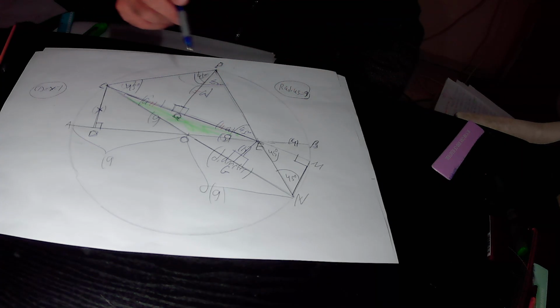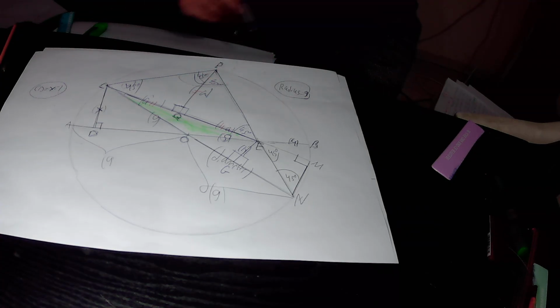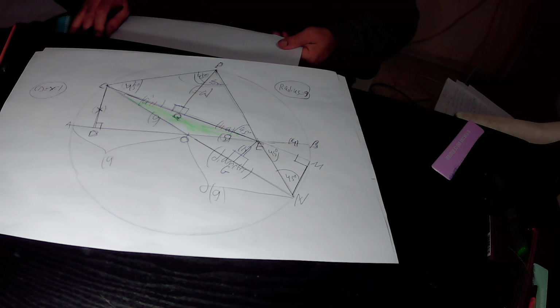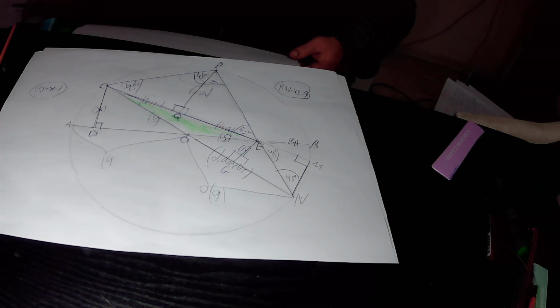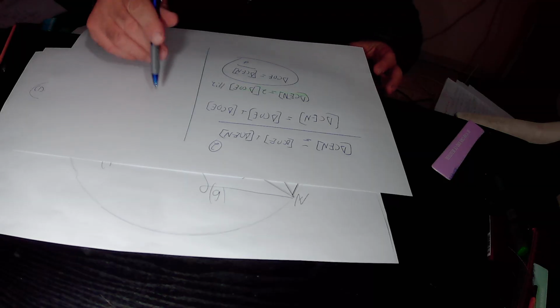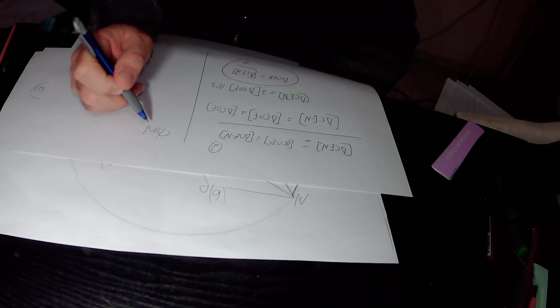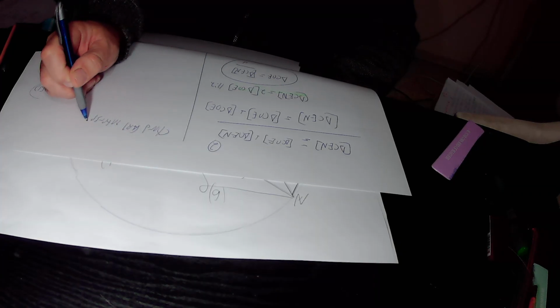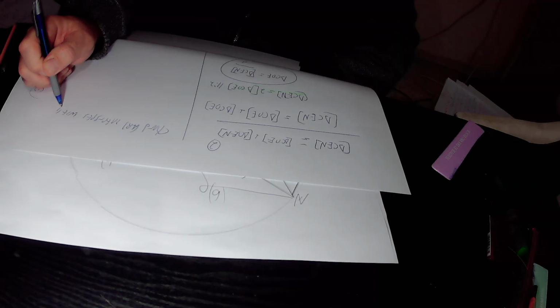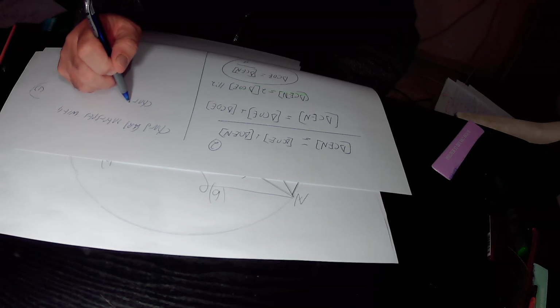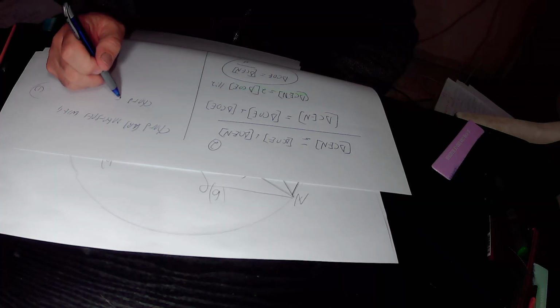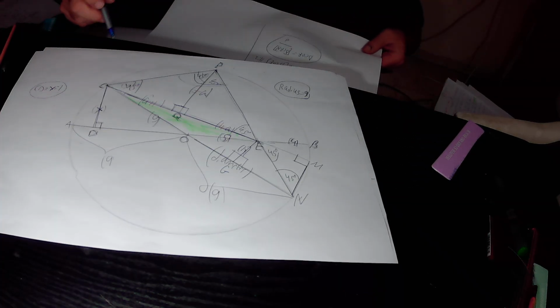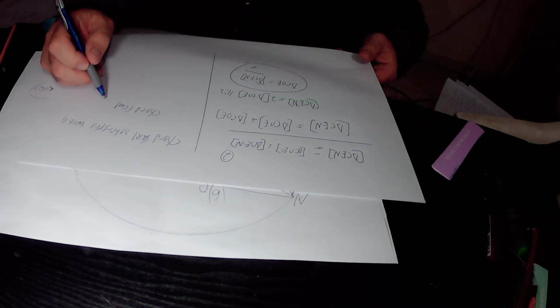Again, chord AB intersects with chord CM at point E. So actually all the requirements of rule 65 are satisfied, and therefore we can implement rule 65 in our drawing. So write it down. We found out that in our drawing, chord AB intersects with chord CM at point E.